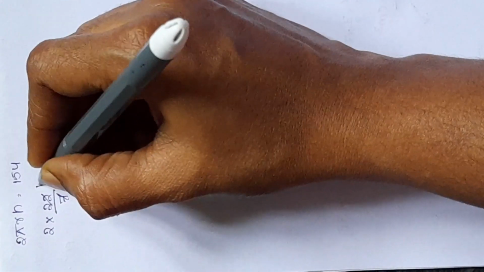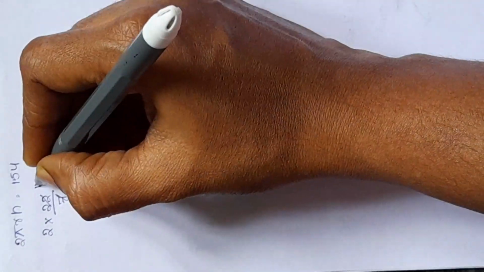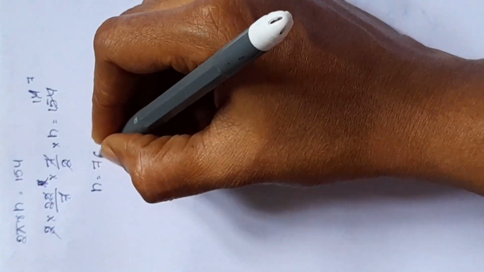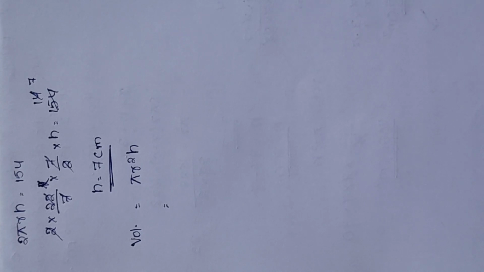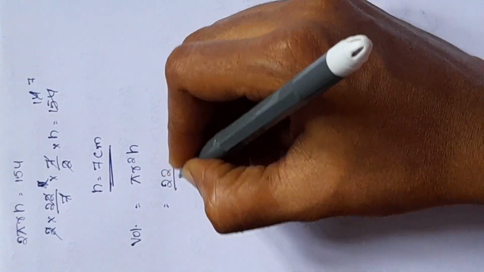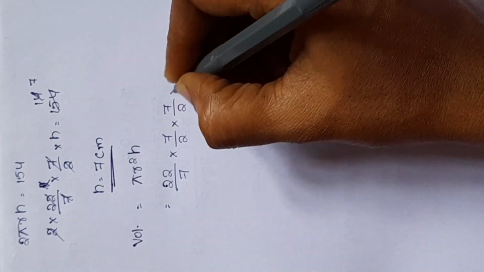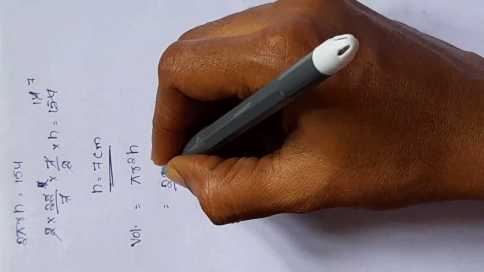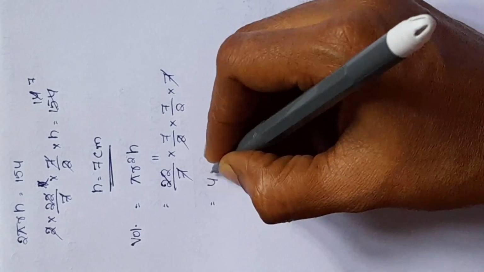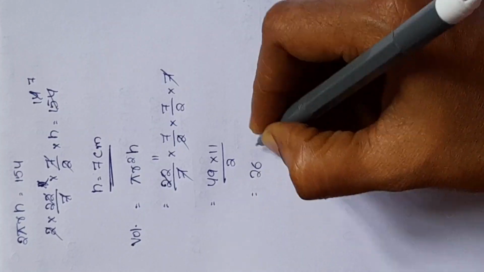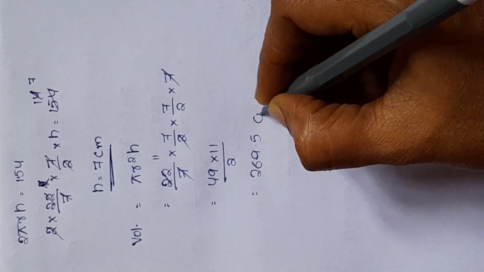Cancelling this, 2 11s. So h is equal to 11 ones, 11 twos and 11 fourteens, 2 ones and 2 sevens. H is equal to 7 centimeter. Now we should find the volume. 22 by 7, r value is 7 by 2 into 7 by 2 into h is 7. Cancelling this, 2 11s, which is equal to 7 sevens are 49 into 11 by 2. We get this as 269.5 centimeter cube, the volume.